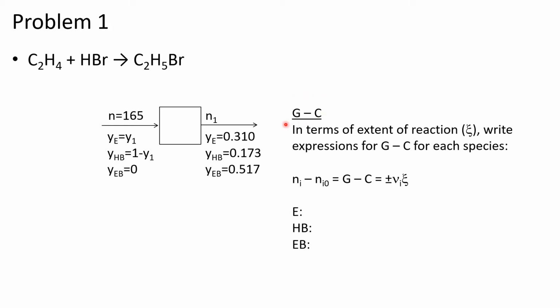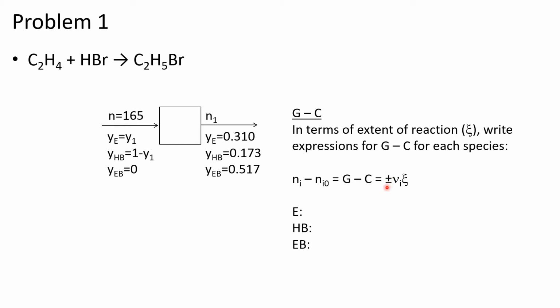We can write G minus C in terms of the extent of reaction xi. From the definition of xi, which is shown here, we know the number of moles that leave the reactor minus the number of moles that enter. N sub i is the moles that leave, N sub i0 is the moles that enter. It's going to be equal to the generation minus consumption within that reactor of each species. And it's given by definition by plus or minus the stoichiometric coefficient for that species in the balanced chemical reaction times the extent of reaction xi. We'll use a plus if the species is a product, and we'll use a minus if the species is a reactant.